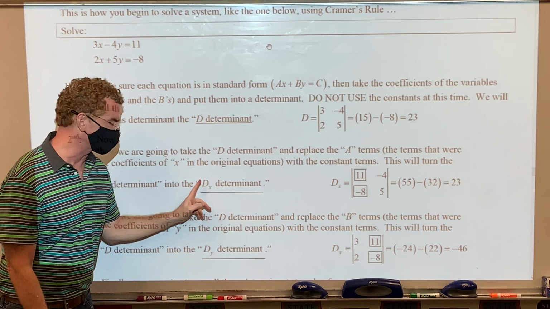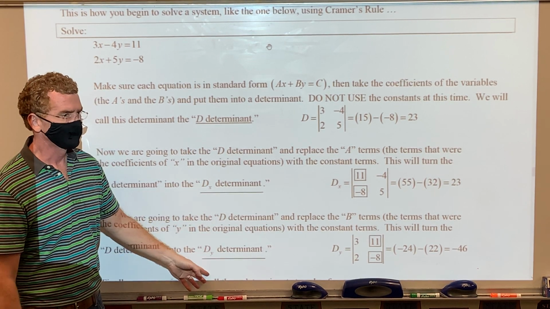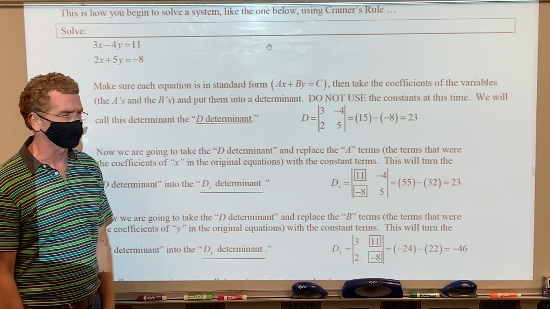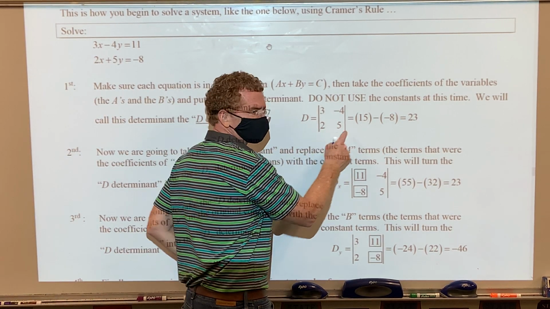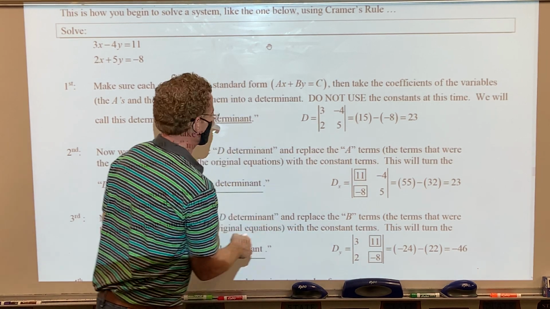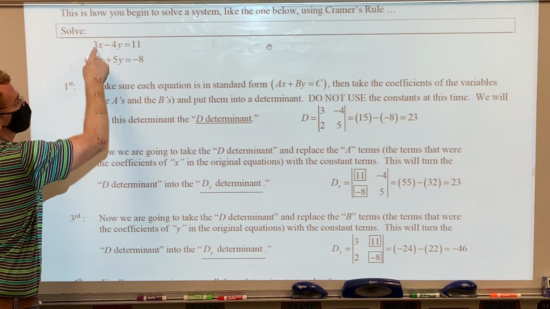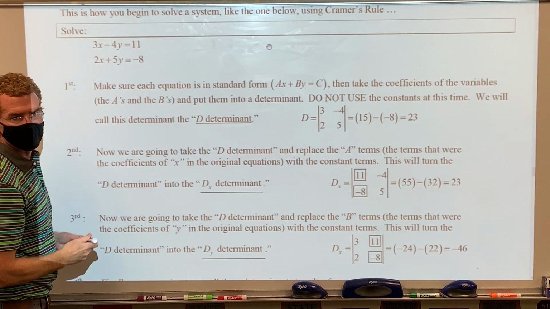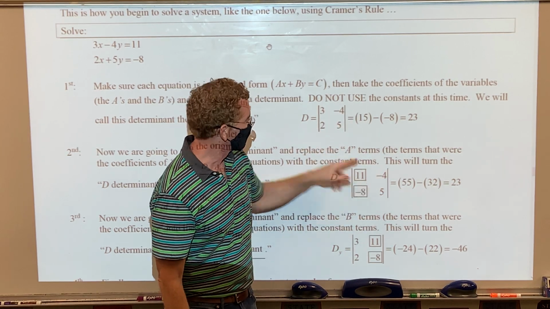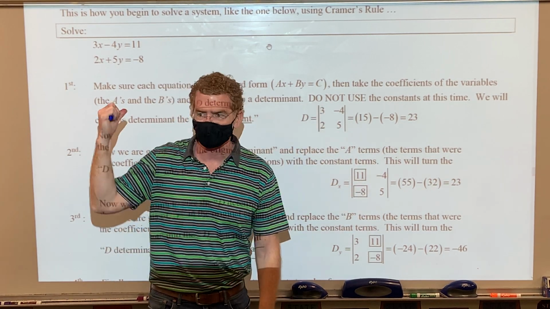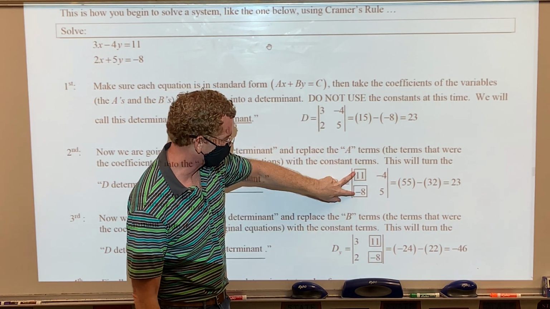The next determinants, the D sub x and the D sub y, and by the way, if there was a third variable, you'd have a D sub z, or maybe A, B, C, depending on what the variables were. The next determinant, I'm going to still use the 3, -4, 2, 5. But this time, wherever the x's were, which was the first column, I'm going to replace those with the constants. So the -4 and 5 don't change, but I'm going to replace where the x's were in this equation, and since x's came first, I'm going to replace them with 11, -8.